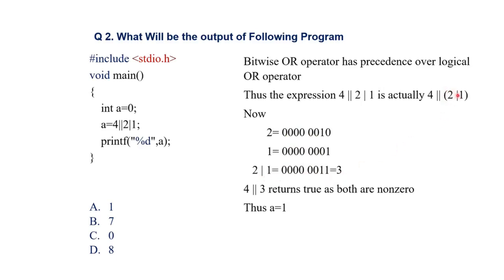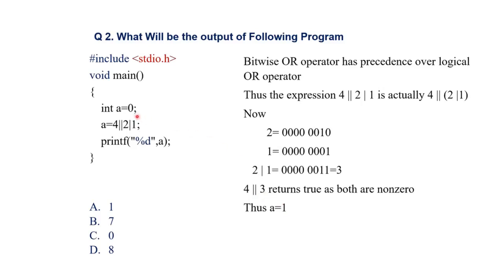So this value, 2 OR 1, will be equal to 3. Now the expression becomes 4 logical OR 3. We know that both operands, 4 and 3, are non-zero positive integer values, and such values are always treated as true. So true OR true will return true, and the true value is represented with the value 1.